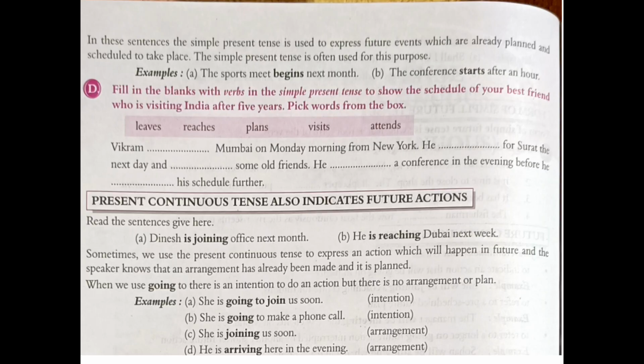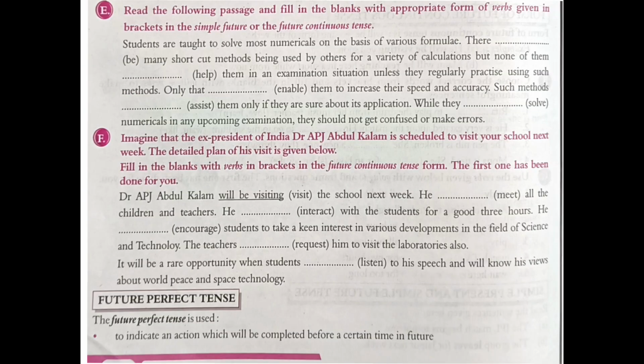Now she is going to join us. It's an intention. Probably she will join or not, it's not certain. She is going to make a phone call. Might be she calls us, or she might be busy in other work. She is joining us soon, it's an arrangement. He is arriving here in the evening, it's an arrangement. Like if someone is arriving, you will make some arrangement for that.